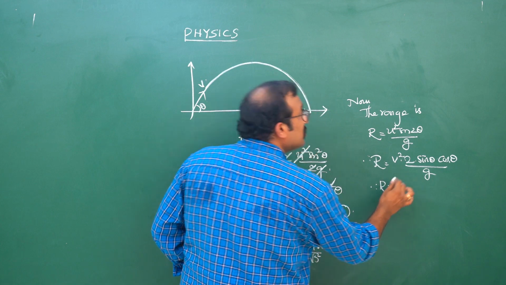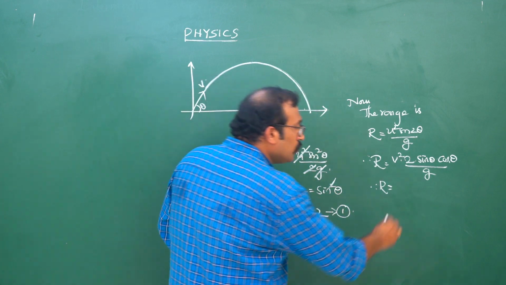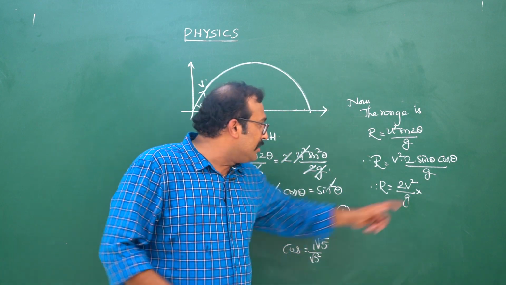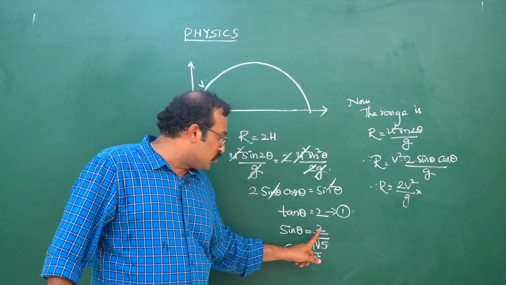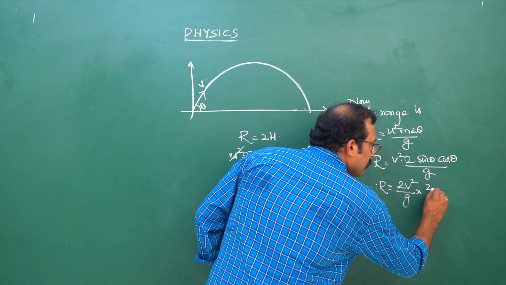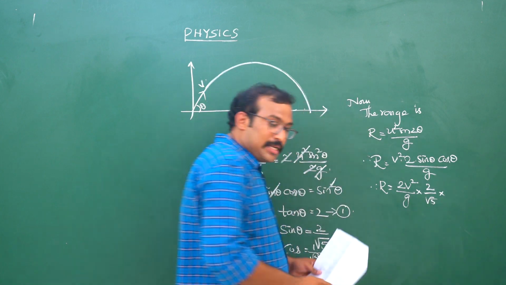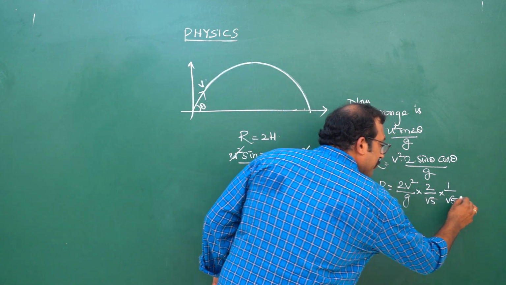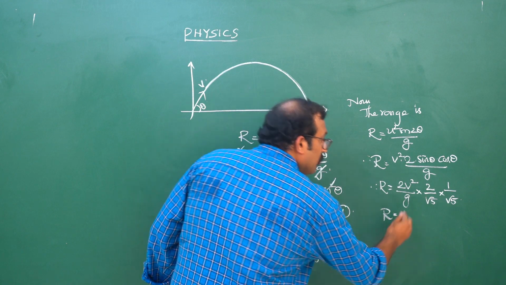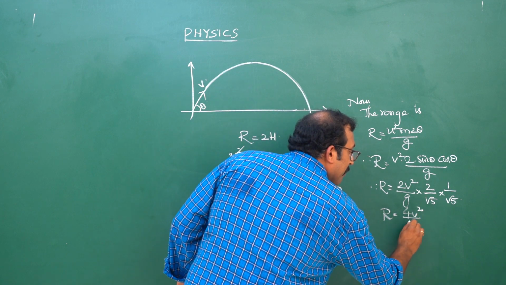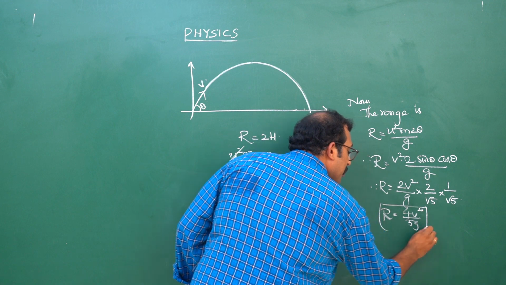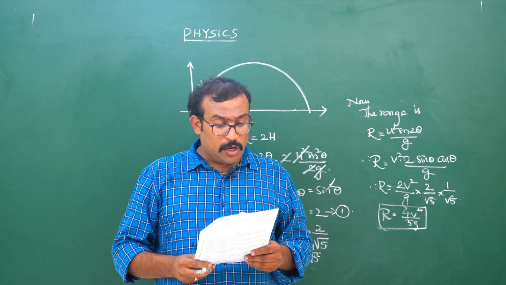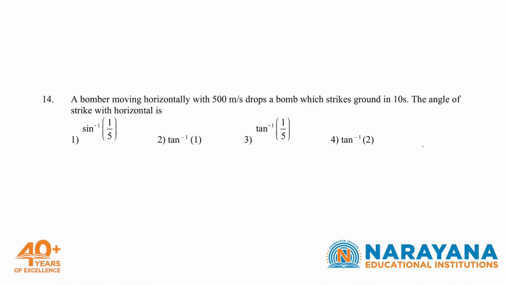Therefore, range is equal to 2v square by g into sine theta, which is 2 by root 5, and cos theta, which is 1 by root 5. Therefore range can be written as 4v square by 5g. So this is our answer. So therefore, our option is the first one.